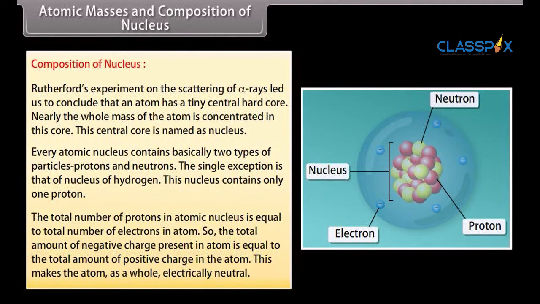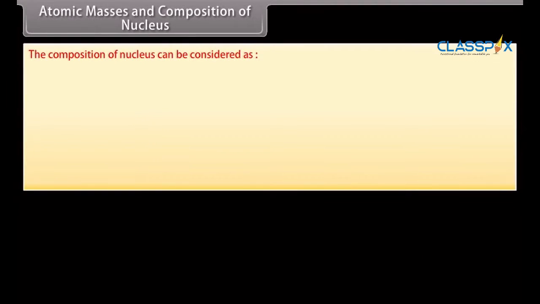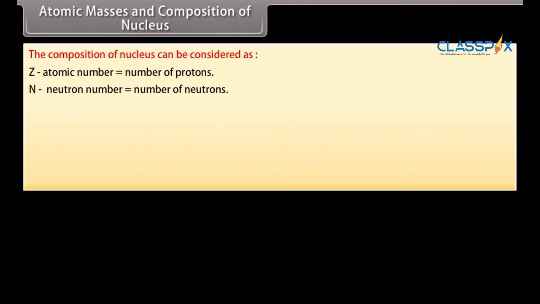The total number of protons in atomic nucleus is equal to total number of electrons in atom. So, the total amount of negative charge present in atom is equal to the total amount of positive charge in the atom. This makes the atom as a whole electrically neutral. The composition of nucleus can be considered as: let Z be atomic number, which is equal to number of protons. Let N be neutron number, which is equal to number of neutrons. Let A be mass number, which is equal to Z plus N, which is equal to total number of protons and neutrons.